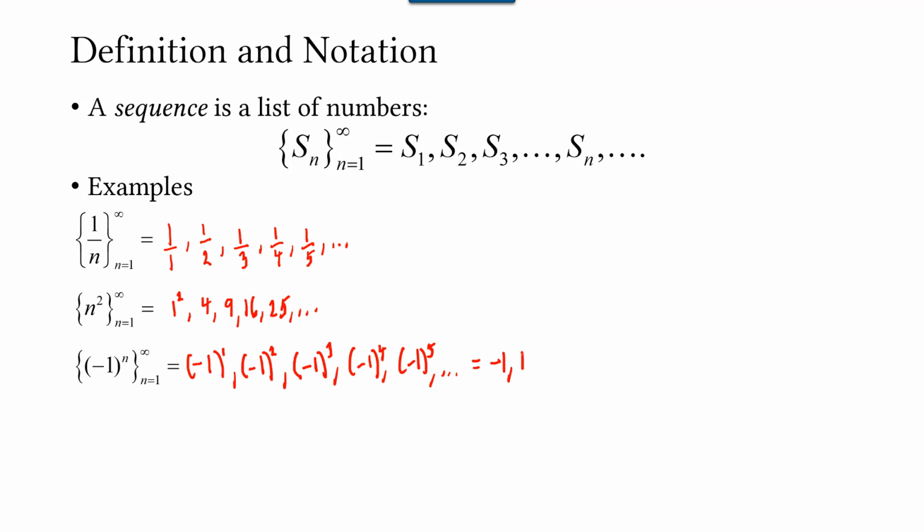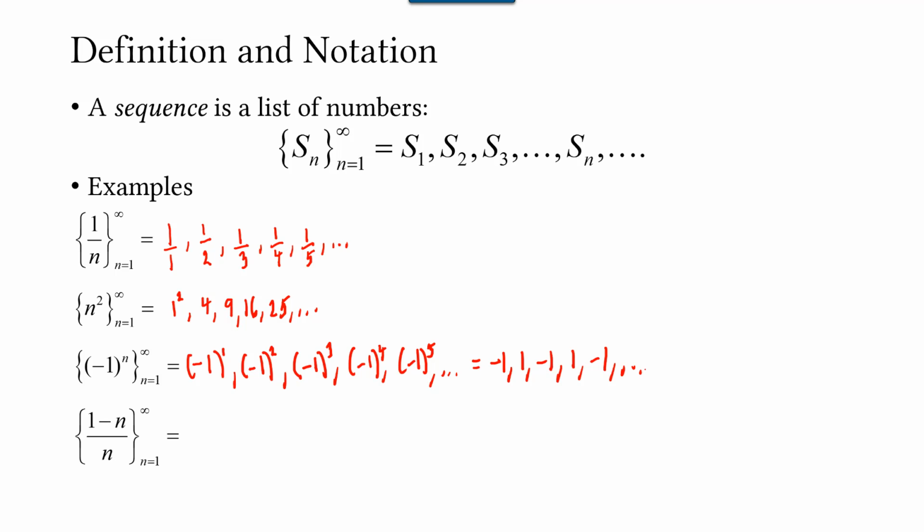Minus 1 to the first is negative 1, minus 1 squared is 1, minus 1 cubed is negative 1. So all of the even exponents end up giving us a plus 1. All of the odd exponents end up giving us a negative 1.